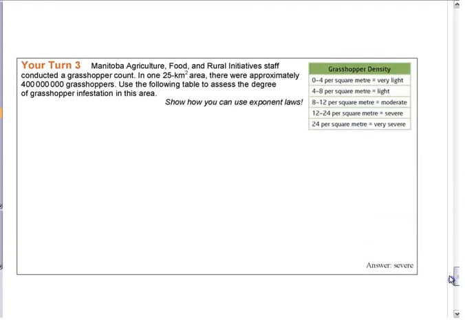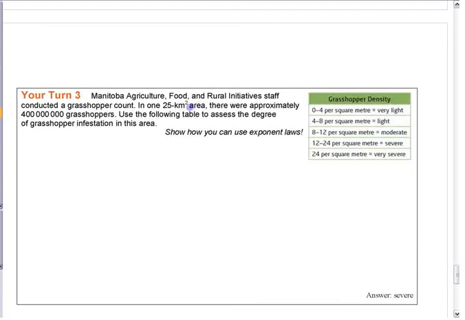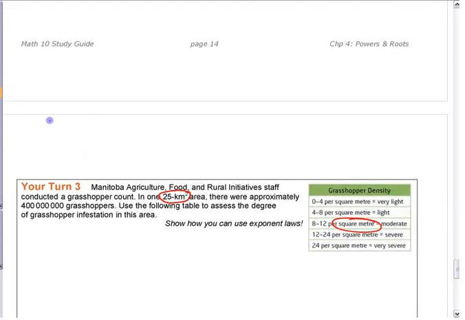The thing that people are having trouble with is this your turn, because you got to notice this is in square kilometers, but over here it gives you the density ratings in square meters. You got to convert square kilometers to square meters. If you have 1 square kilometer, let's say that's a square kilometer, it's 1 kilometer times 1 kilometer. But a kilometer is 1,000 meters.